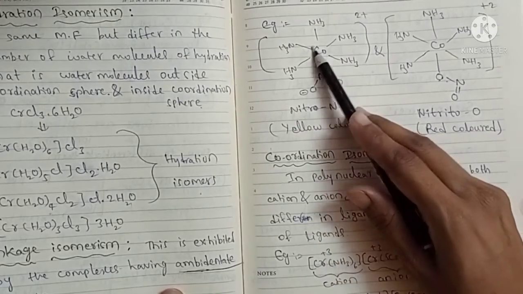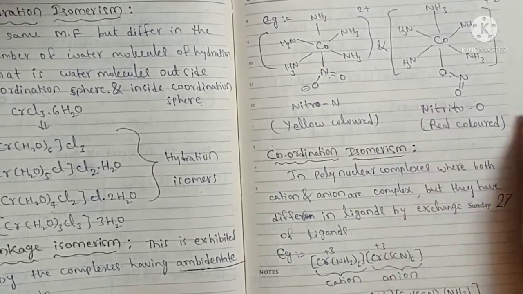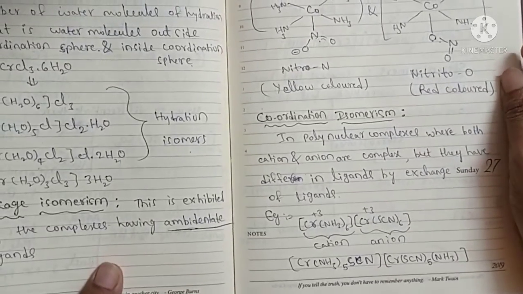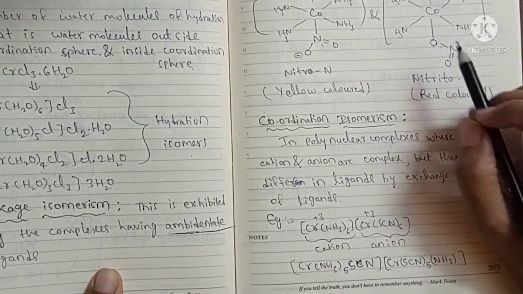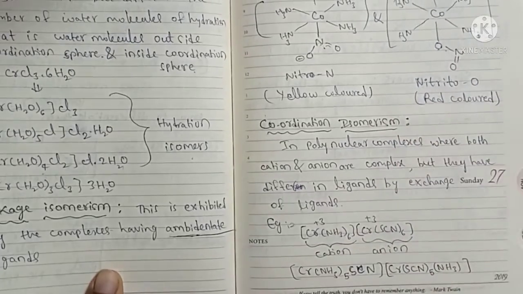So it is a yellow colored compound, and this is a red colored compound. It means the properties of the isomers are also different. If the structure is different, meaning the linkage is different, then their properties will also differ.